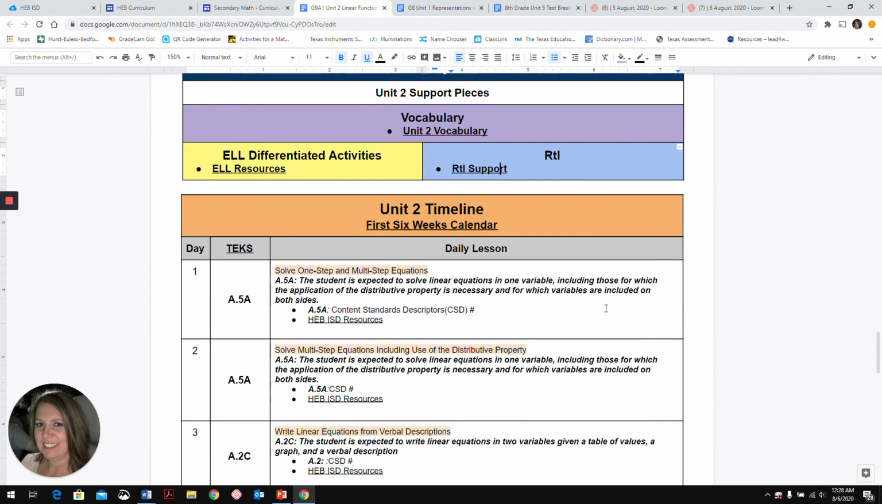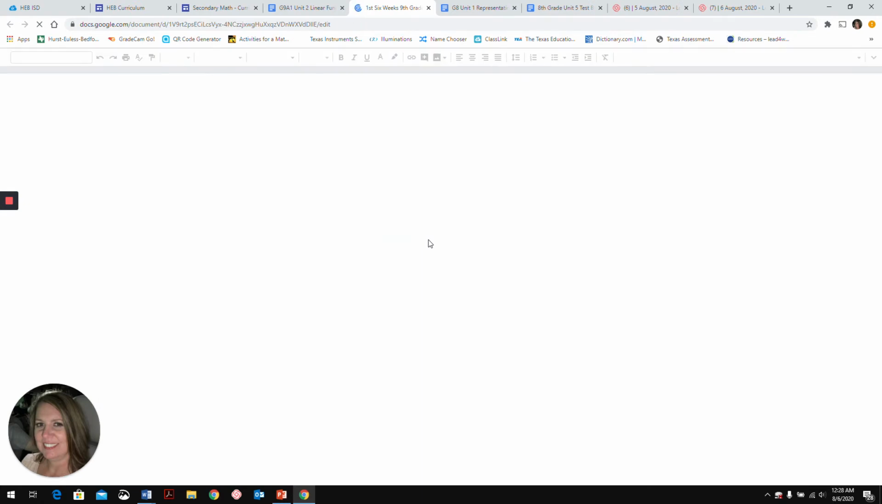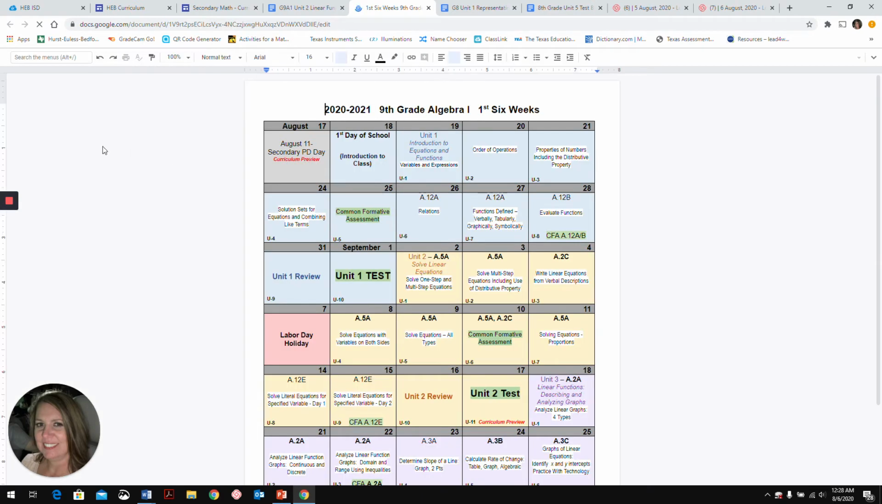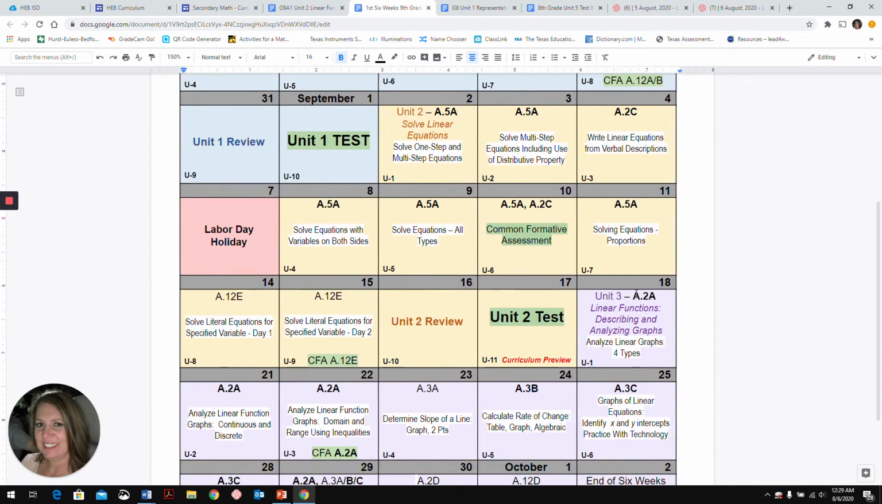All right, let's move on then from the support pieces to the actual meat of the unit. Here is our calendar. It is linked, and the calendar is very much like the calendar you saw last year. Every unit is a different color. We will look at Unit 2 in Algebra. That's the yellow one here. And the big difference here is, like I mentioned in Video 1, the daily lessons are now labeled by the part of the TEKS we're going to cover, rather than being linked to a lesson in a textbook.